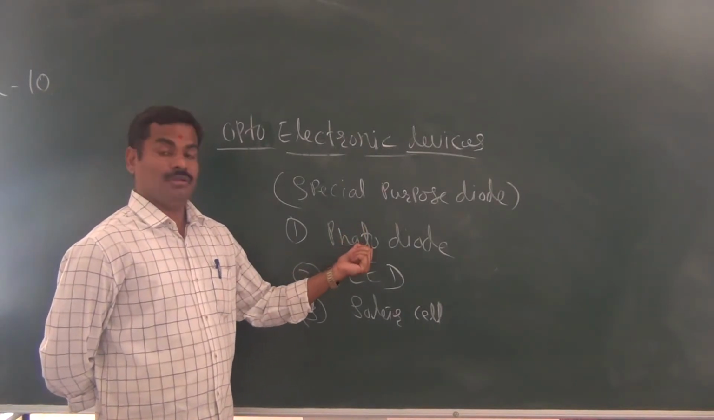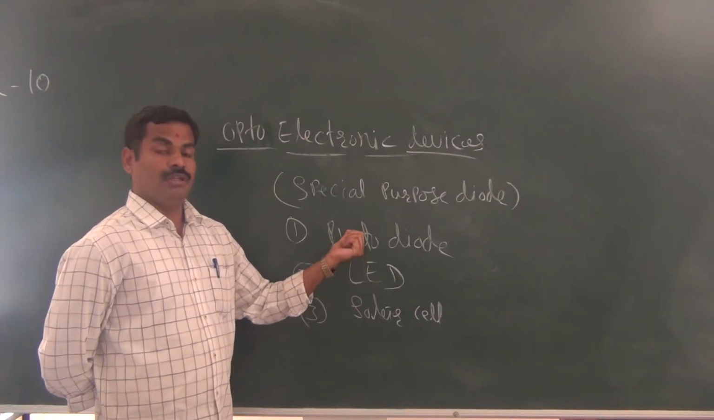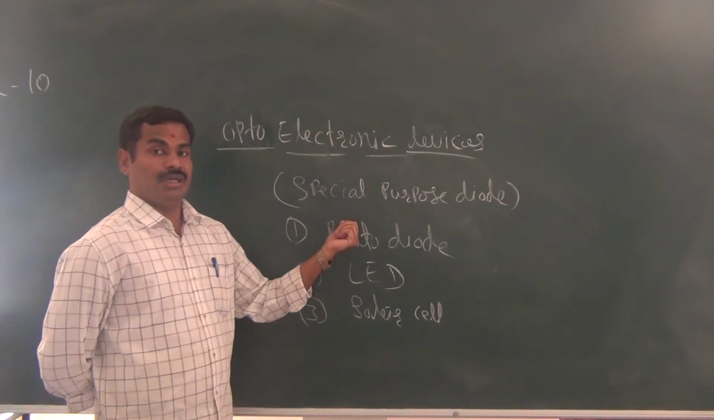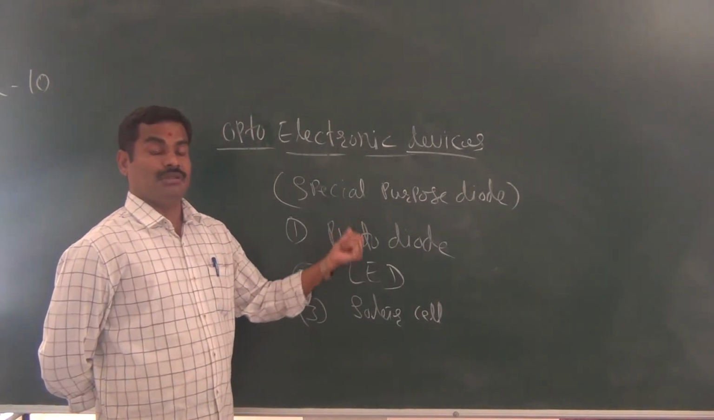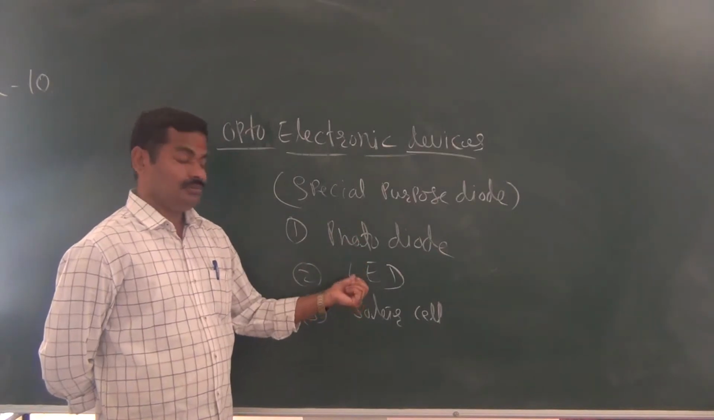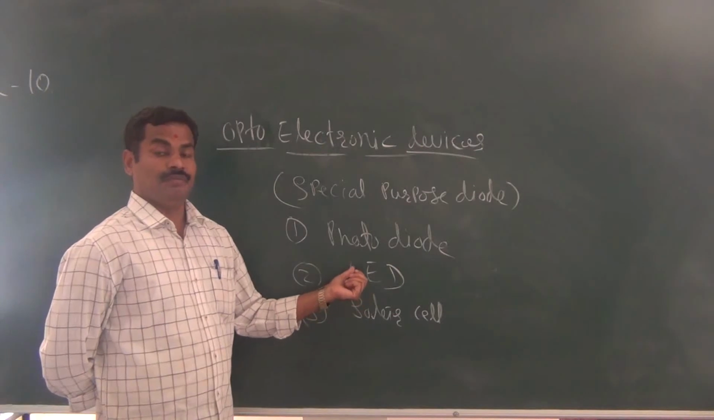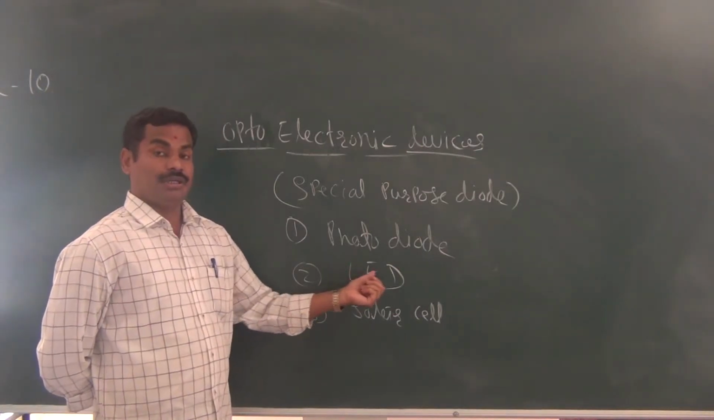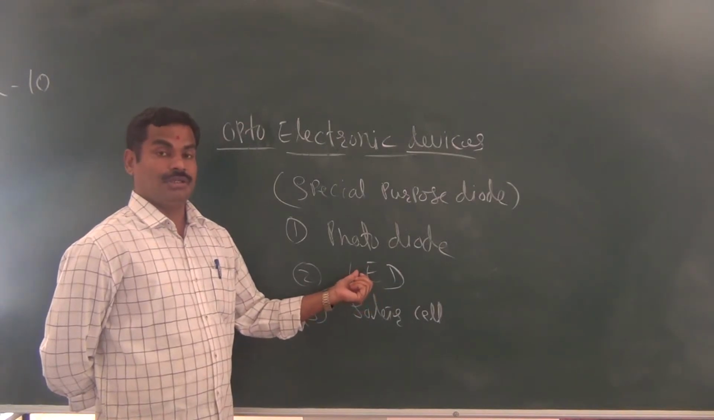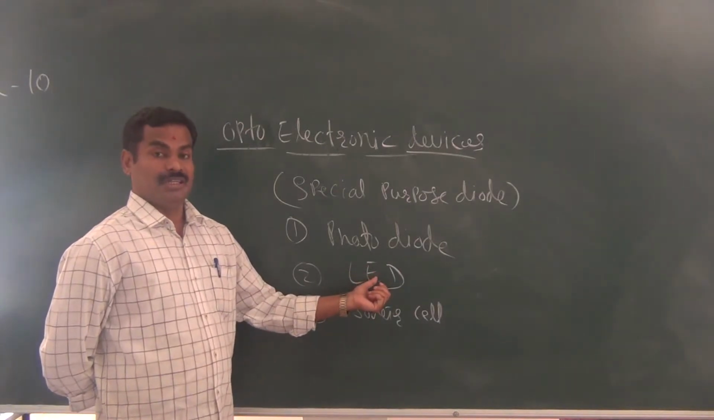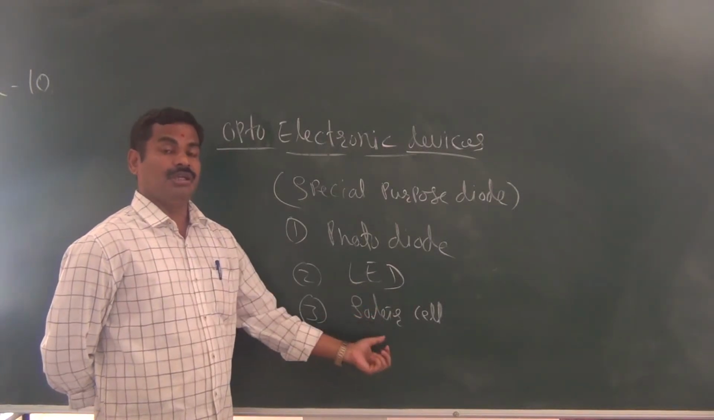It means here the current depends upon the light. In simple terms, in the photodiode, the light energy is converted into electrical energy. But the LED is the reverse of the photodiode. In the LED, the electrical energy is converted into light energy. In the same way, in the solar cell, light energy is converted into electric energy.